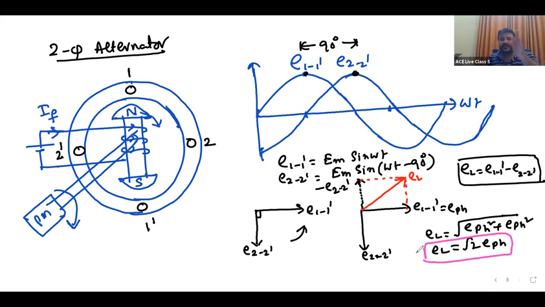And the induced EMF in the second phase lags, because first the maximum value comes under the first conductor. Next the north pole comes under the second phase after 90 degrees, so it is lagging. Correct or not? This is the time axis, the X-axis. First maximum value is in R phase, first maximum value is in 1 dash. Second maximum value is in 2 dash. And the second phase lags by 90 degrees.